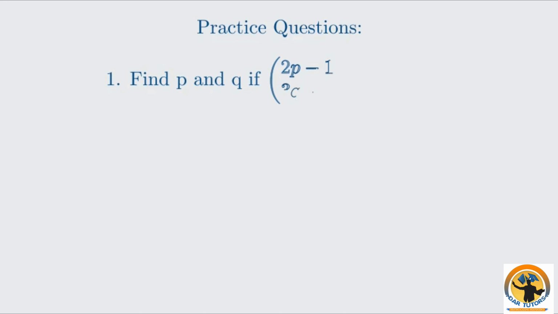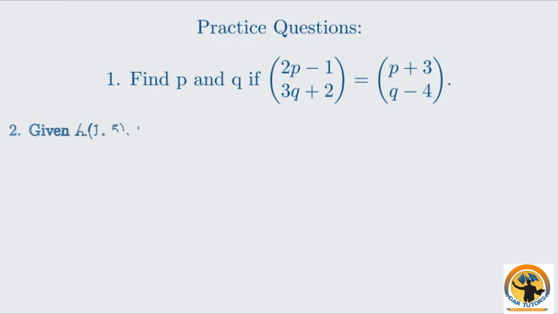To solidify your understanding, here are 5 practice questions in the style of the IB exam. Pause the video, work through them, and then resume to see the fully worked solutions. Question 1. Find the values of p and q if the vector (2p minus 1, 3q plus 2) is equal to the vector (p plus 3, q minus 4).